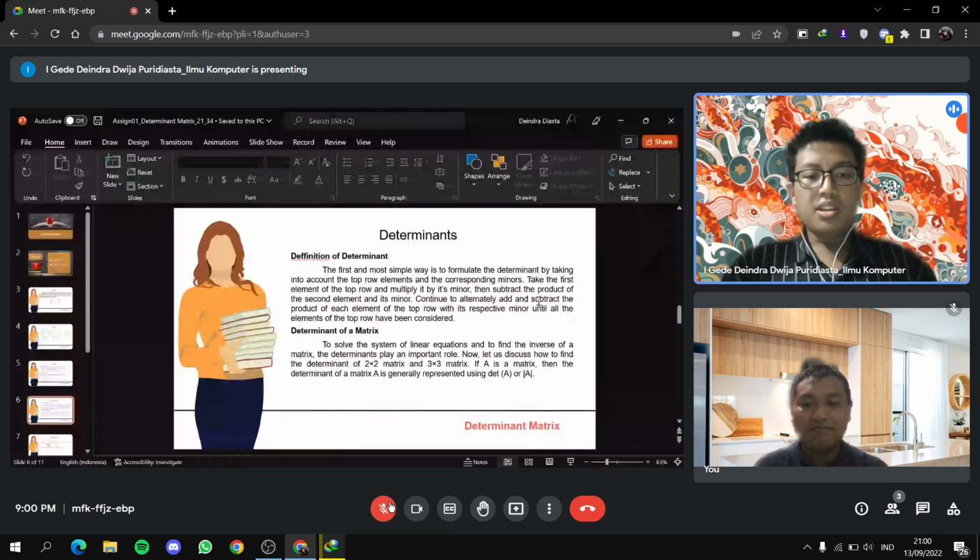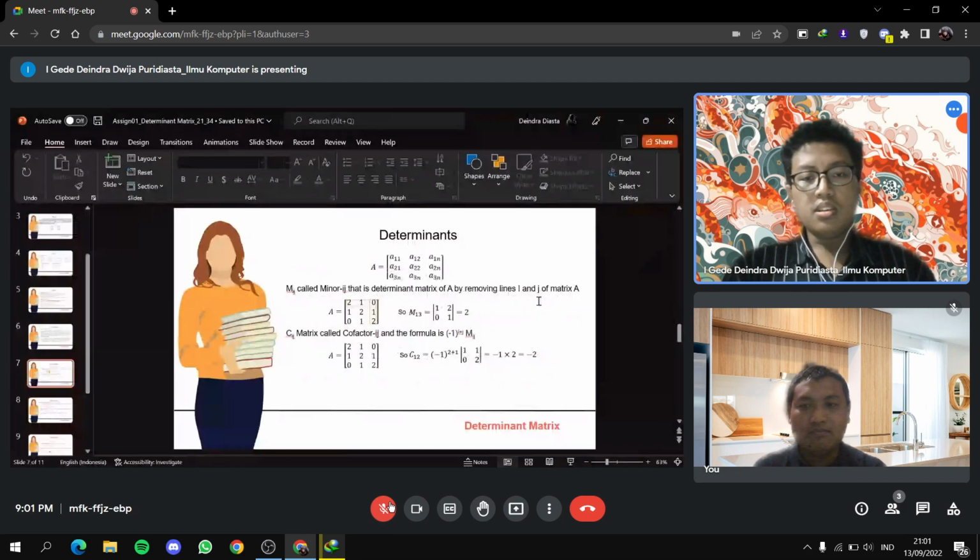Next is the determinant of a matrix. To solve a system of linear equations and to find the inverse of a matrix, the determinant plays an important role. Now, let us discuss how to find the determinant of a 2 times 2 matrix and a 3 times 3 matrix. If A is a matrix, then the determinant of matrix A is generally represented using det A or |A|. This is an example of the determinant.